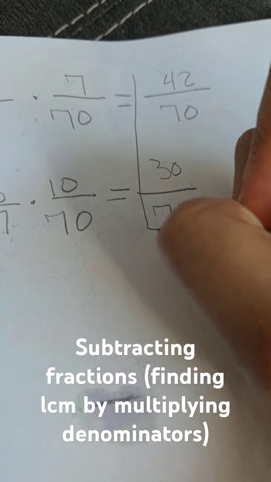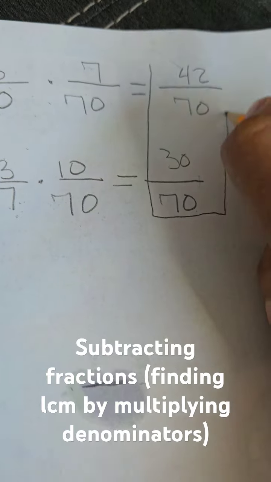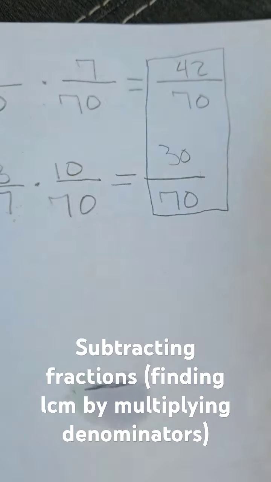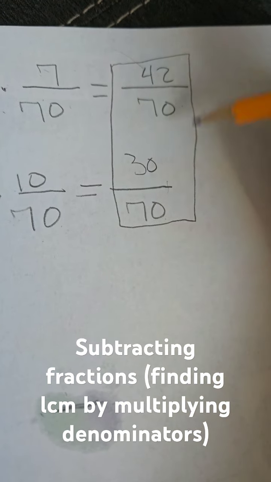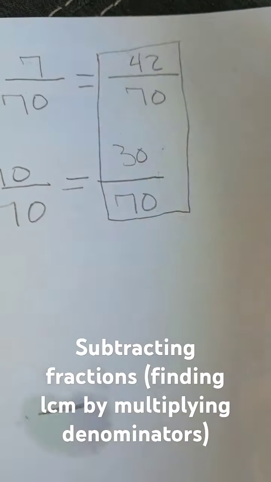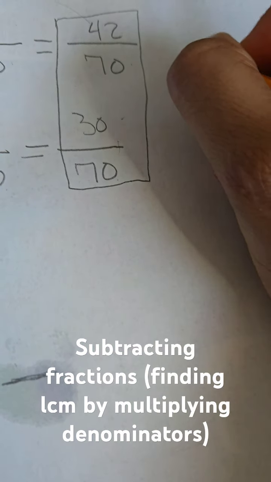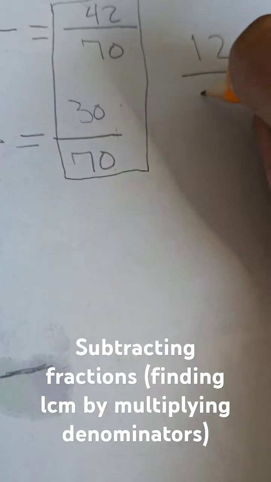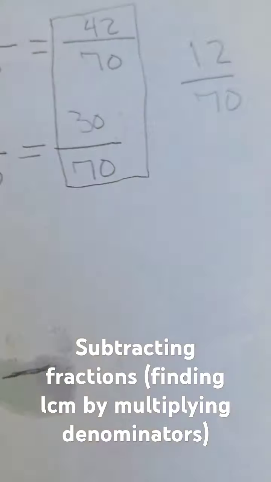Now that they have the same denominator, you can go ahead and subtract. So this is your new subtraction problem. So you subtract numerator, numerator, and your denominator stays the same. So 42 minus 30 will give you 12. And your denominator, of course, is 70.